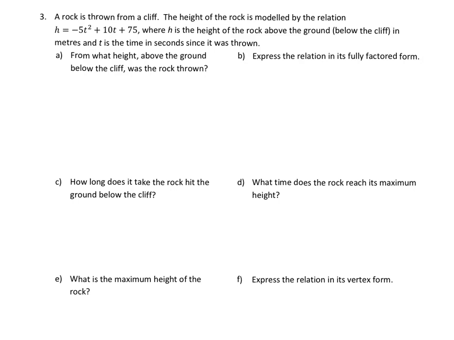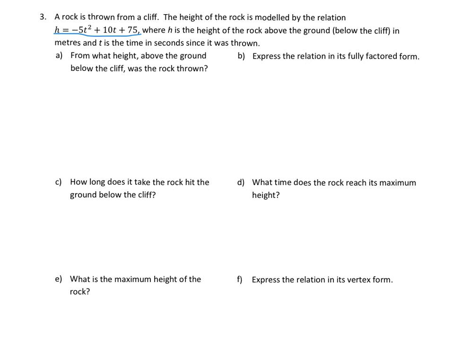Our third example, or question, on our applications of quadratics is talking about a rock being thrown from a cliff, and the height of the rock is modeled by the relationship that I've given to you here. h is the height of the rock above the ground below the cliff, not in relationship to the cliff, but the actual ground below the cliff, in meters, and t is the time in seconds since it was thrown. From what height above the ground below the cliff, so not above the cliff itself, was the rock thrown? So this has some implicit information given here.